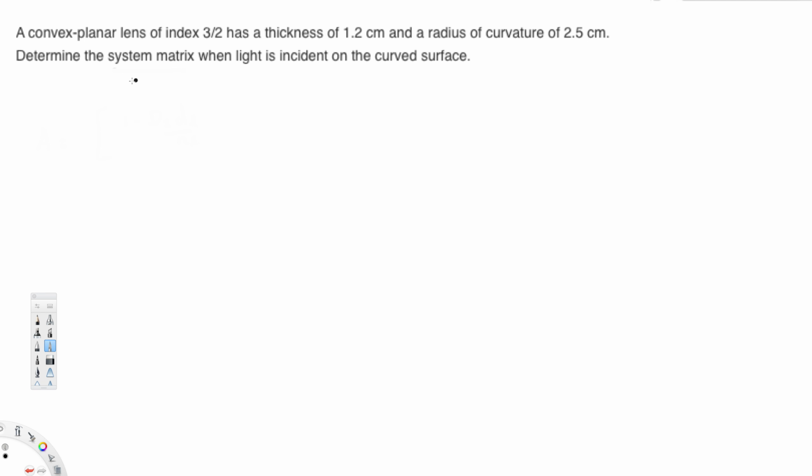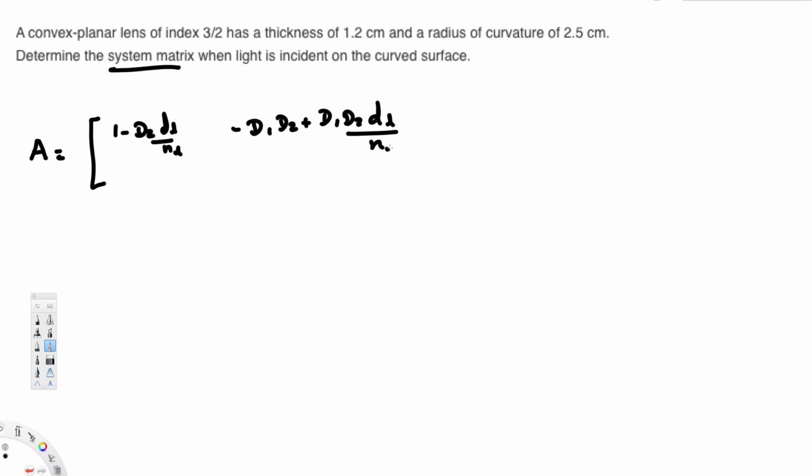Here they are asking for the system matrix, and to find the system matrix we use this general equation, that is A is equal to 1 minus D2 dL over nL, and in the first row second column we have negative D1 minus D2 plus D1 D2 dL over nL, and in the second row first column we have dL over nL, and in the second row second column we have 1 minus D1 dL over nL.